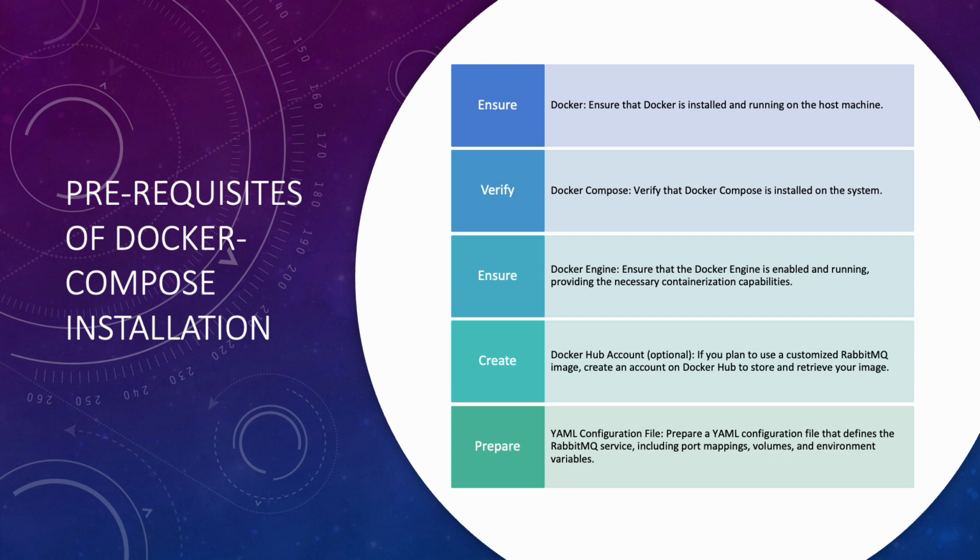YAML configuration file. Prepare a YAML configuration file that defines the RabbitMQ service. This file will specify details such as port mappings, volumes for data persistence, and environment variables for configuration.